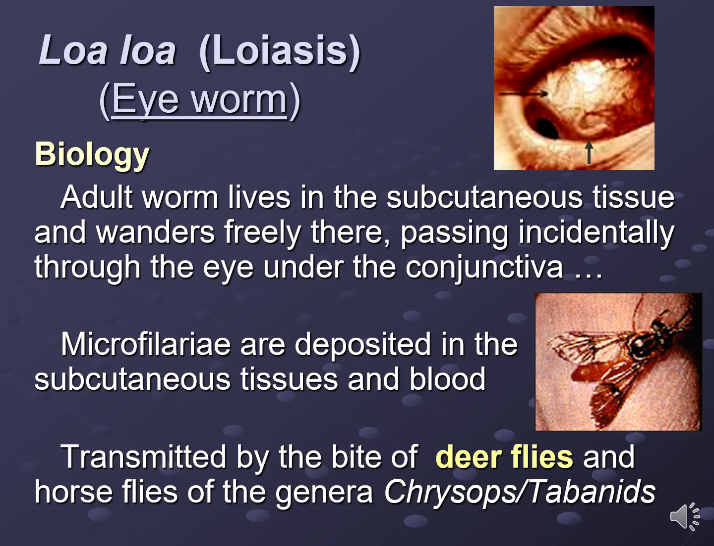Lastly, we come to Loa loa, or the eye worm. Here we have an eye worm. Why is it so called? Because this adult worm itself, like you see in the upper picture, can cross through the conjunctiva of the eye, and it can be observed at that site. I shall show you a better picture than this one.